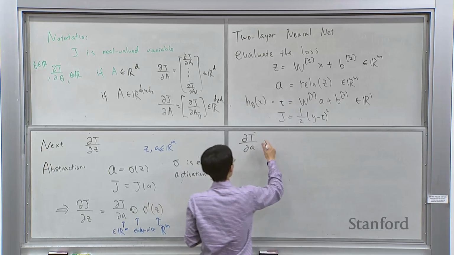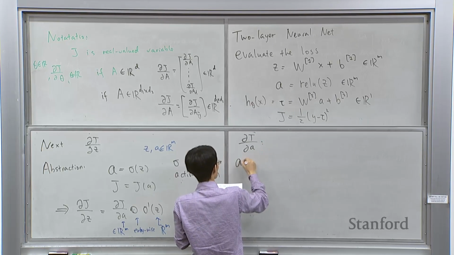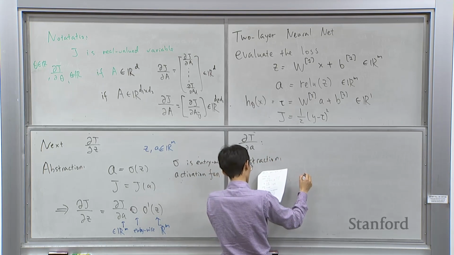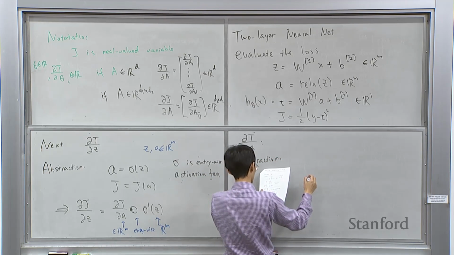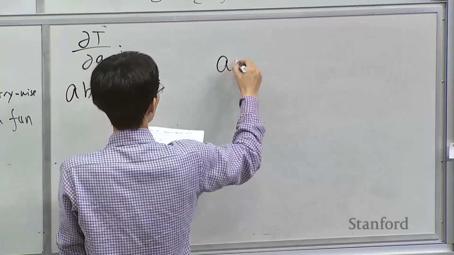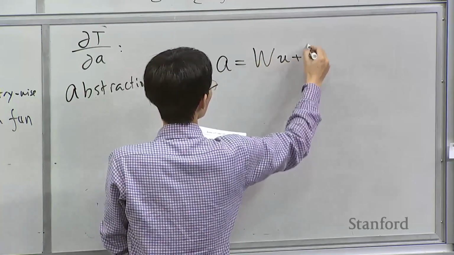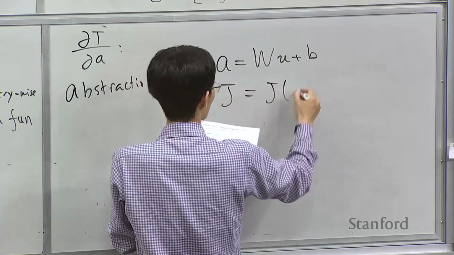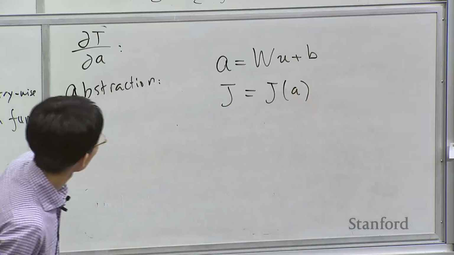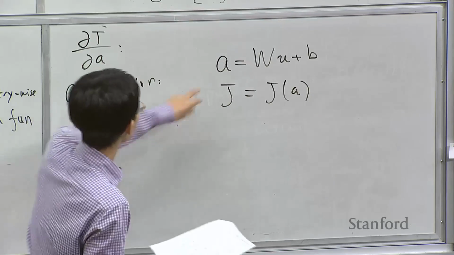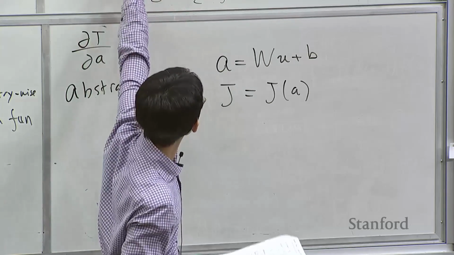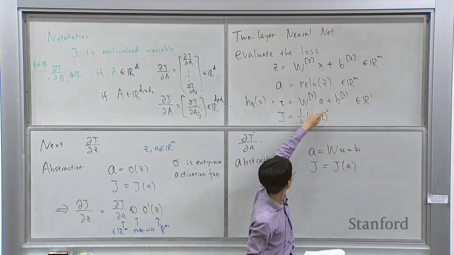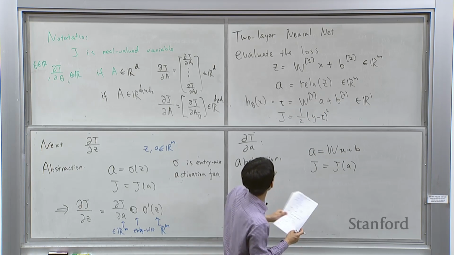So my abstraction is that I'm going to have A equals W times U plus B, and J equals a function of A, right? Why is this a reasonable abstraction? Because A maps to this A, W maps to this W2, and this U maps to, wait, am I doing something? Sorry, my bad.